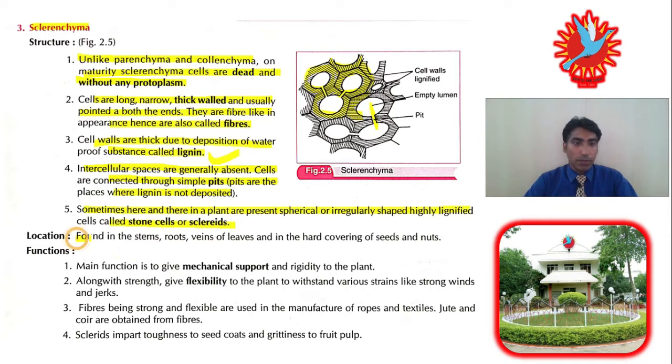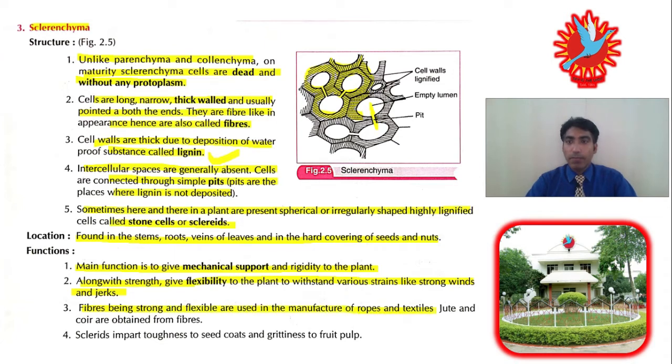Okay, location: found in the stem, roots, veins of the leaves and the hard covering of the seeds and nuts. Function: the main function is to give mechanical support and rigidity to the plant along with strength, give flexibility to the plant and withstand various strains like strong winds and jerks, because they provide the rigidity and mechanical support. Fibers being strong and flexible are used in the manufacturing of ropes and textiles.